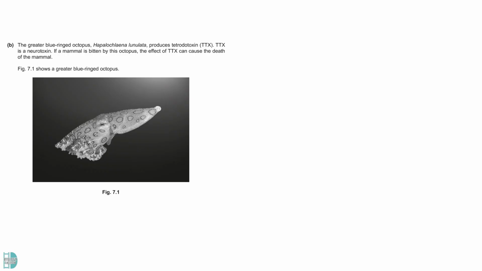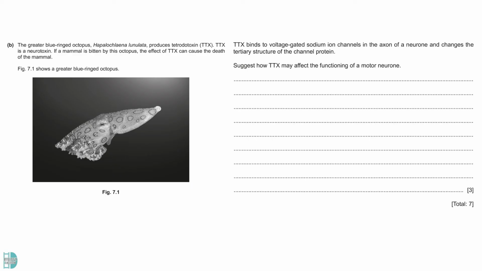B talks about a neurotoxin called TTX. It binds to voltage-gated sodium ion channels in the axon of a neuron and changes the tertiary structure of the channel protein. Suggest how TTX may affect the functioning of a motor neuron. There are two possible ways. First, the sodium ion channels don't open due to the binding. Sodium ion does not diffuse into the neuron.